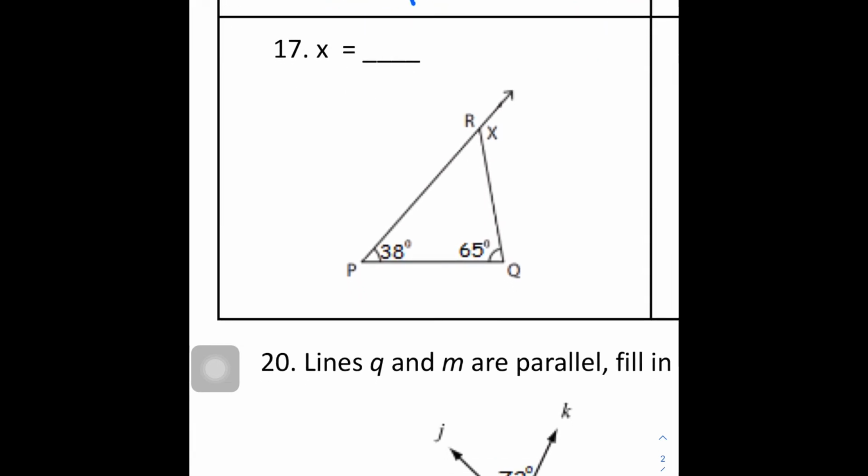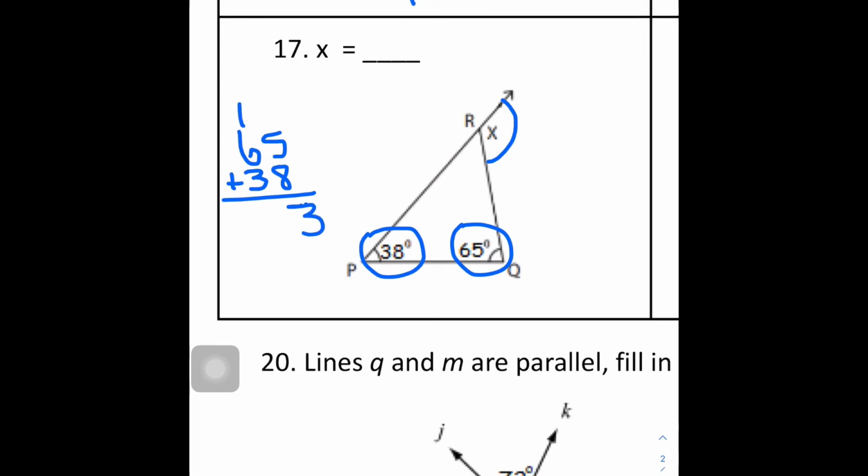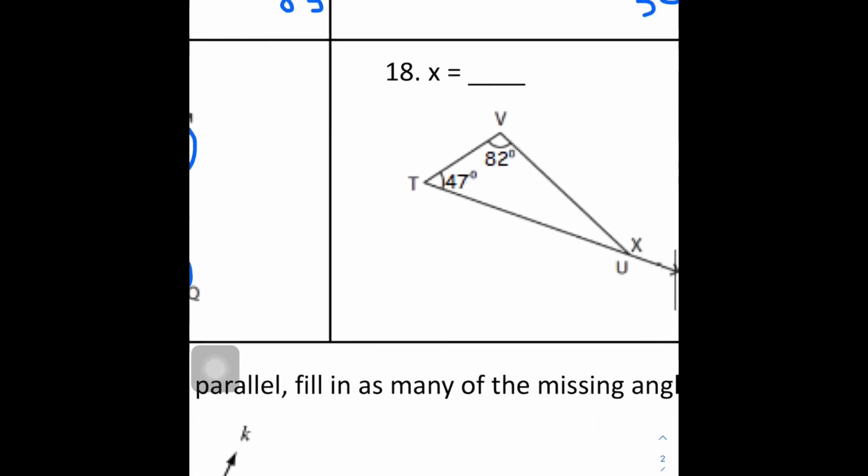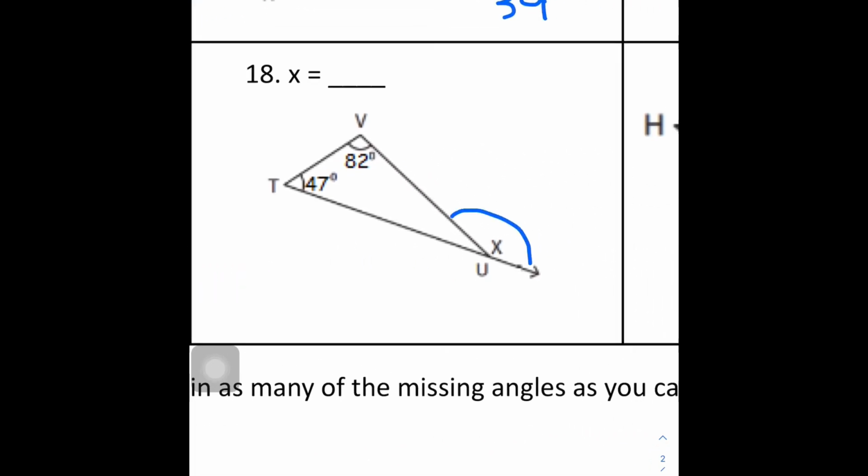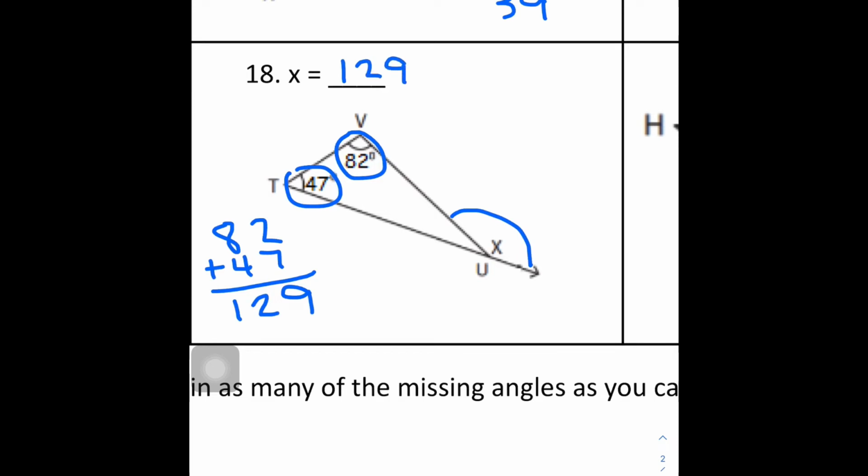All right, now where I'm at, I see x on the outside, so this would be combining the two we know, and that's our only step. 65 plus 38 is 103 degrees. Again, I'm looking for the outside farthest away. I can combine the two, and that would be our only step. 9 and 12, so 129.